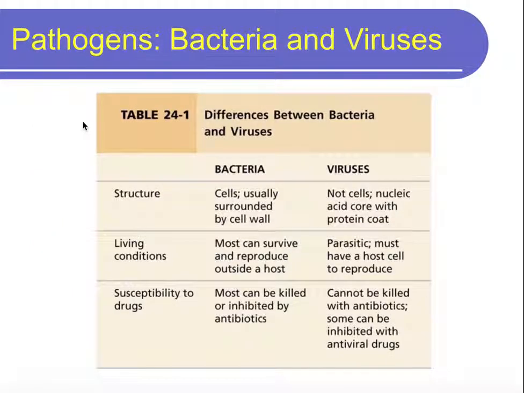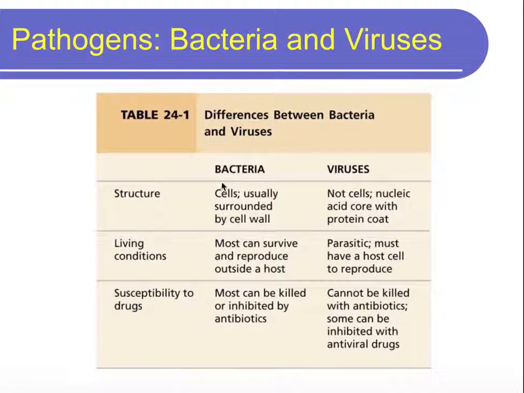So, what are the different types of pathogens that can attack us? Two examples are bacteria and viruses, and you'll discuss more about them when you get into microbiology, but some general differences include structure. So, bacteria are cells, so they're usually surrounded by a cell wall, whereas viruses are not, so they have a nucleic acid core and just a protein coat. Because bacteria are cells with a cell wall, they can survive outside of a host. They are also able to reproduce outside of a host. Viruses cannot, so they have to be inside of a host to reproduce. As a result, they are parasitic.